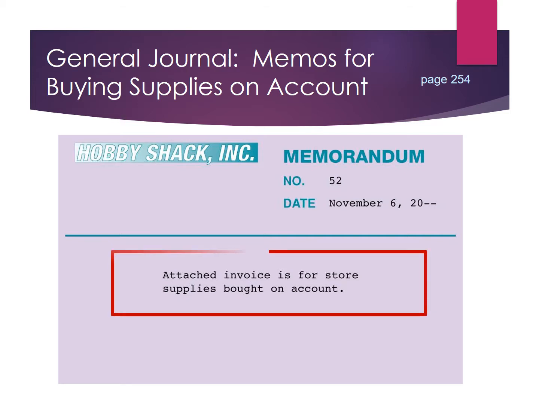We are looking at a memorandum. This memorandum is attached to an invoice, and the message on this memorandum tells us that this purchase was for store supplies bought on account, so that we know that we are going to debit supplies-store and credit accounts payable. So what journal will we use to record this transaction?